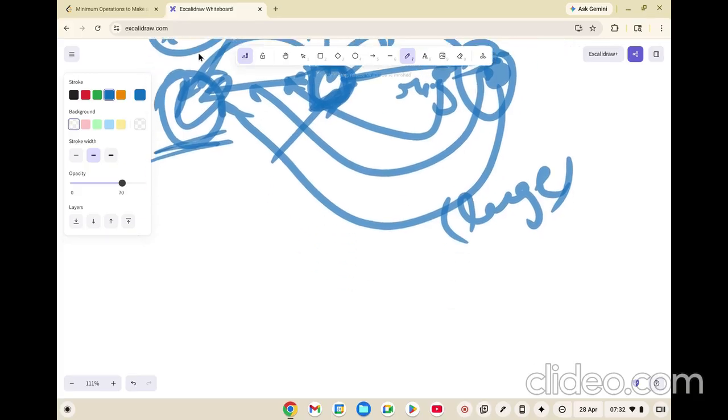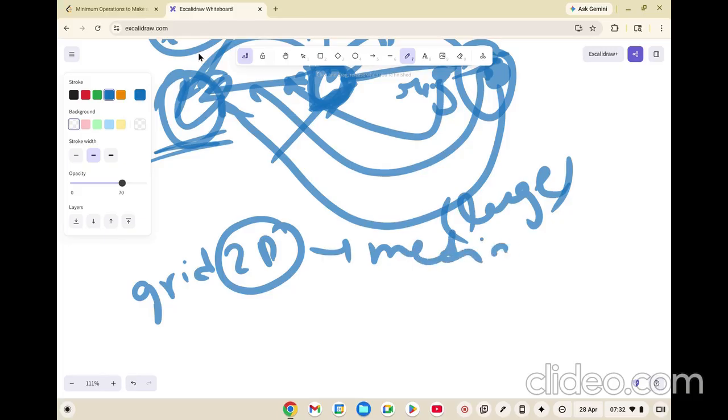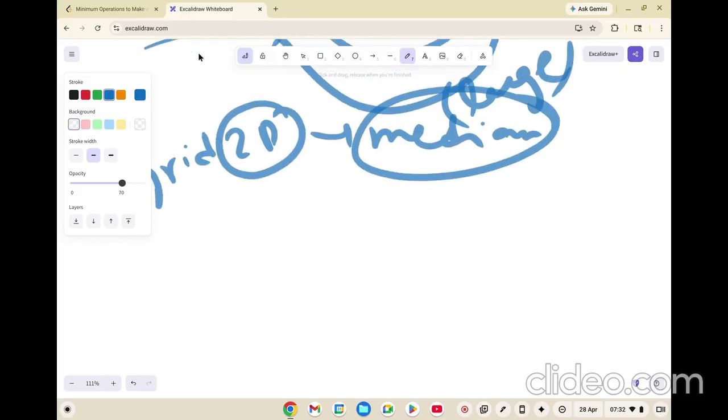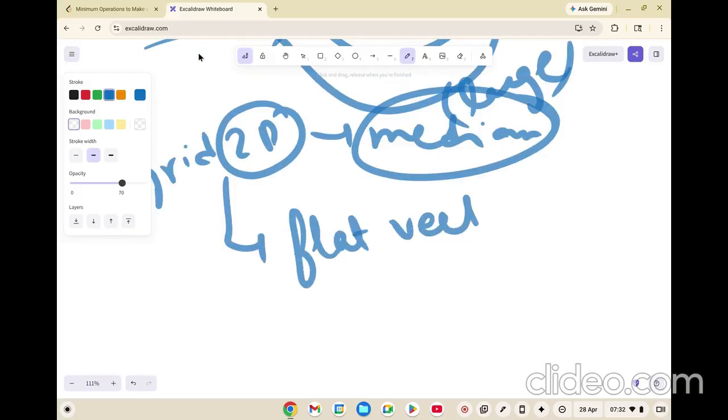Now we are given a 2D grid. How are we supposed to find the median of this? What we can do is simply convert this 2D grid into a flat vector. What is a flat vector? This is just a fancy term.